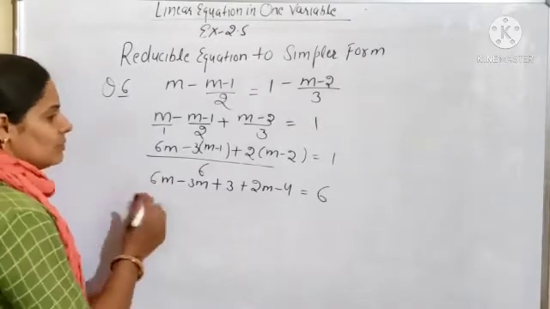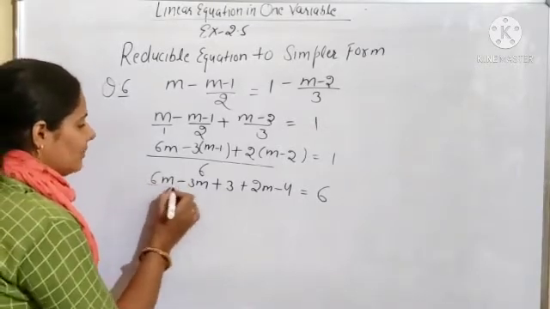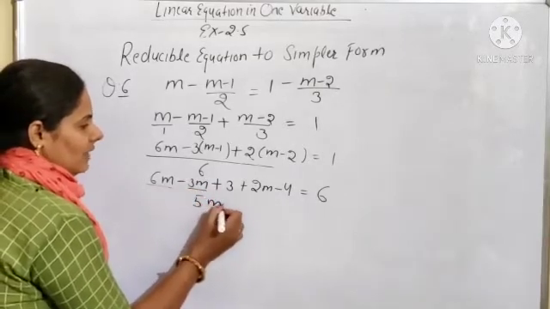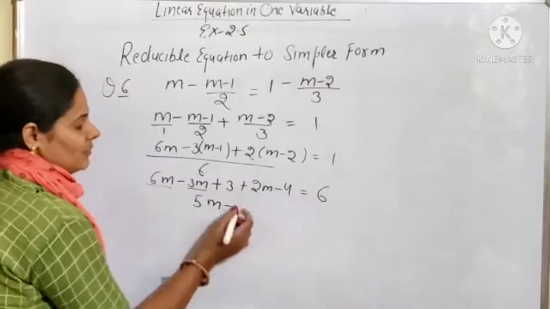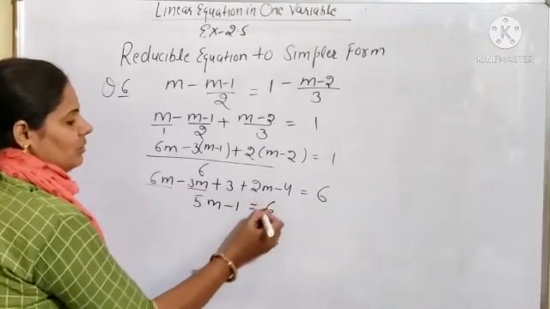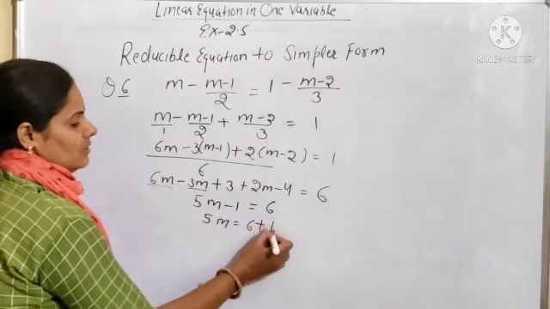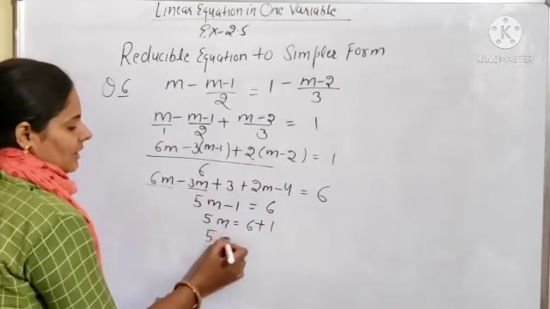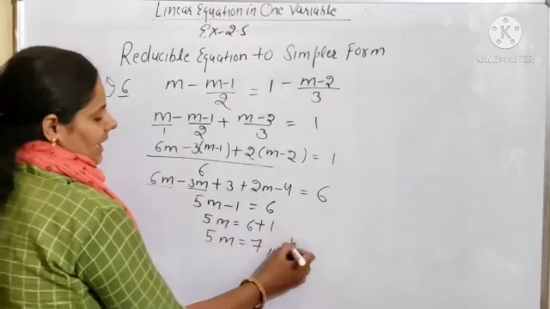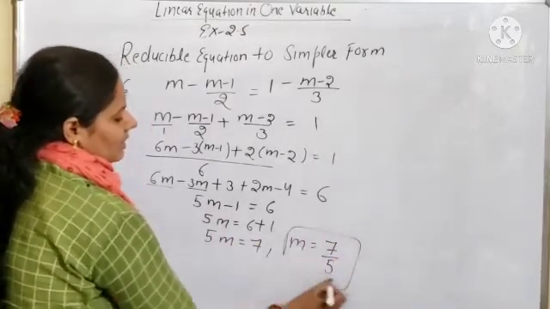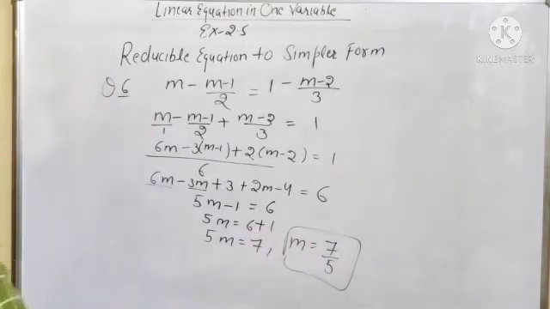Now simply you have to solve this equation. So first combine the m terms: 6m minus 3m plus 2m it will be 5m, and minus 3... sorry, plus 3 minus 4, so you will get minus 1, is equal to 6. So 5m will be equal to 6, and 1 you will take to the right hand side, so it will be 7. So 5m is equal to 6 plus 1, 7, and m will be equal to 7, as the 5 will come to the right hand side, so it will come in division. So it will be 7 upon 5. Clear? m will be equal to 7 by 5.